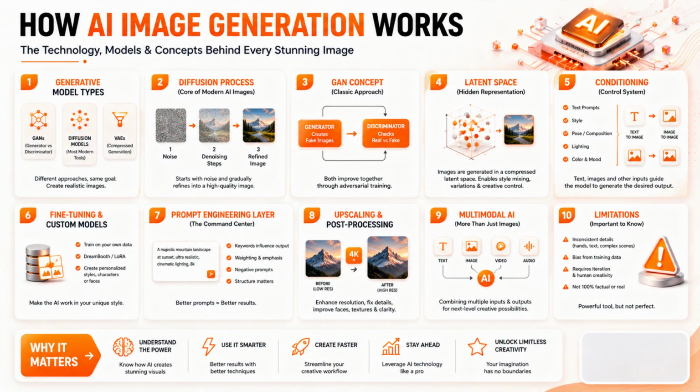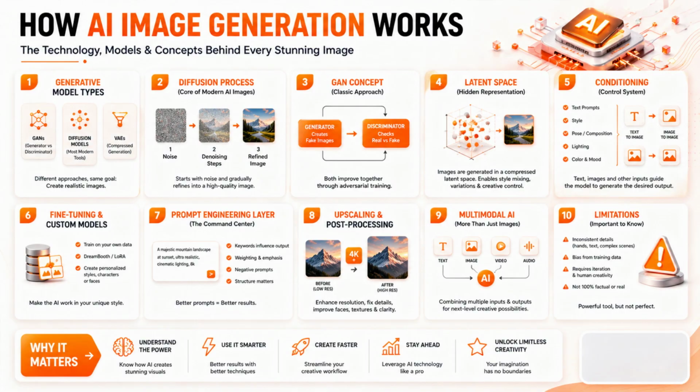Now let me tell you what is GAN. GAN is like two AIs competing with each other. One is creating and one is checking. This happens multiple times until the image is perfect. This improves realism over time. And let us see what is latent space. AI does not draw directly here. It mixes patterns internally to create a new visual inside a latent space. Next we see conditioning. Your prompt controls everything. More detail means more professional output.